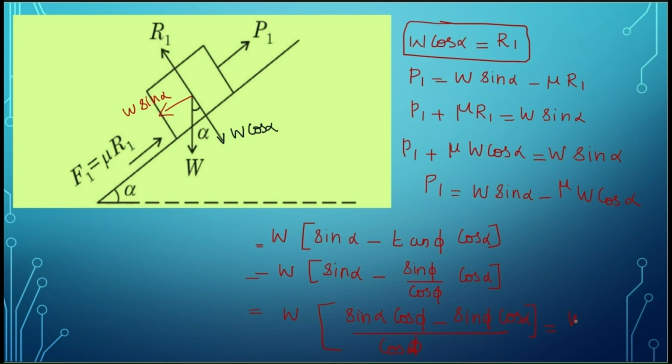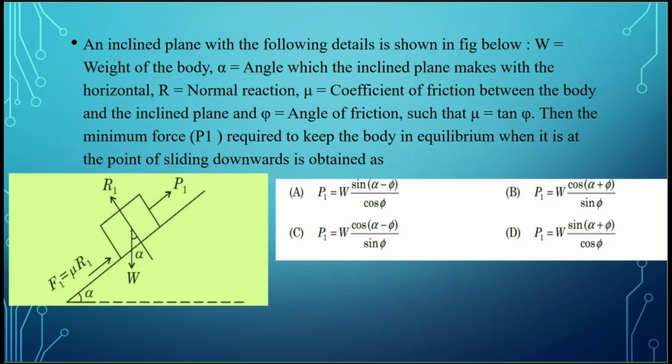This is equal to W divided by cos phi into sin A cos B minus cos A sin B form, that is sin alpha minus phi. And our option A is the answer: W divided by cos phi into sin alpha minus phi.